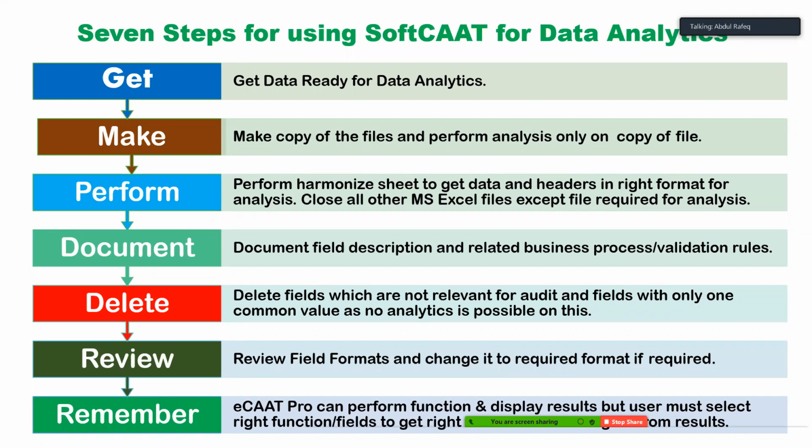You perform harmonized sheets to get the data and headers in the right format. The data should be in a tabular format for performing any data analytics. You also document the field description, the related business process and the validation rules. This is what is called building the data dictionary. This is the most critical step in doing data analysis, because this will give you the complete platform for deciding what type of tests you can perform. I'm going to show you shortly an example of how you can build a data dictionary, for example, for a bank audit file.